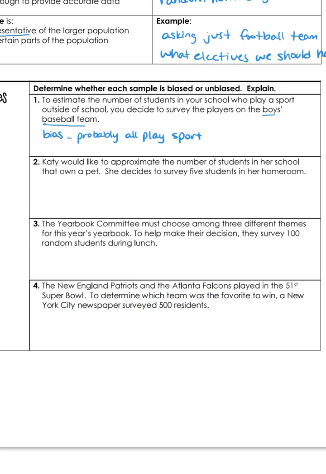Katie would like to approximate the number of students in her school that own a pet. She decides to survey 5 students in her homeroom. Okay, so we are going to say this is a very small sample, but probably not biased. But it's too small to be a good representation. We're going to talk about the numbers of your sample sizes, but generally speaking, it's not necessarily biased to just survey 5 random people.